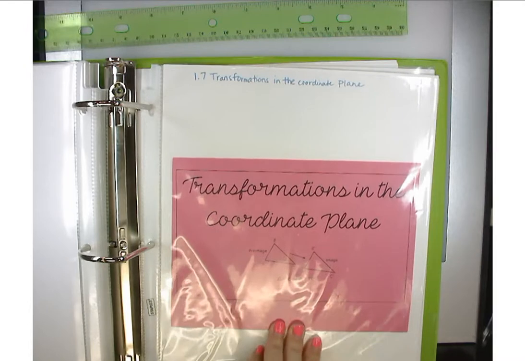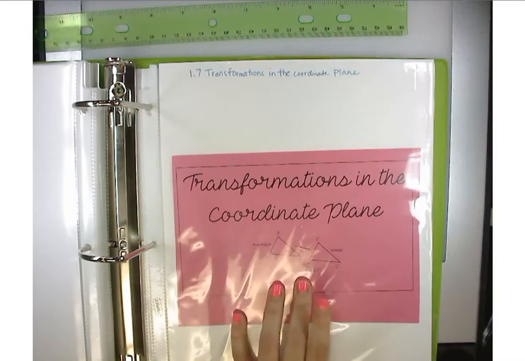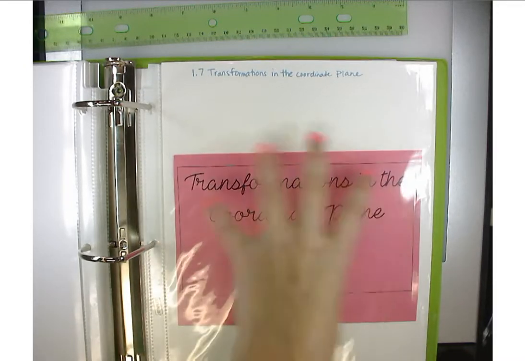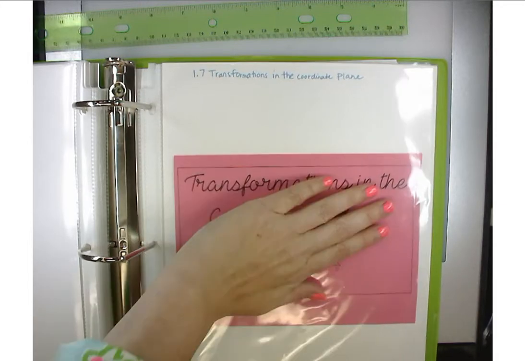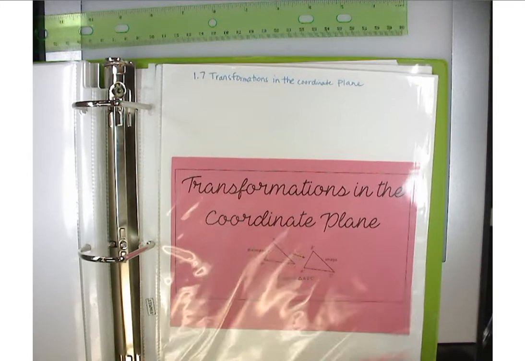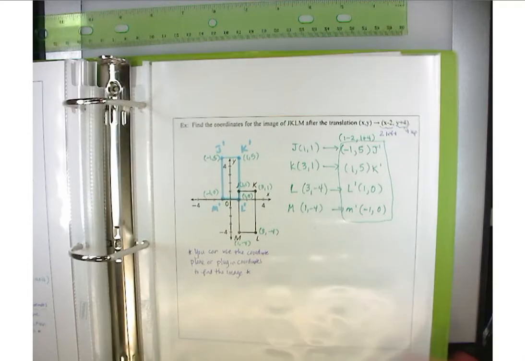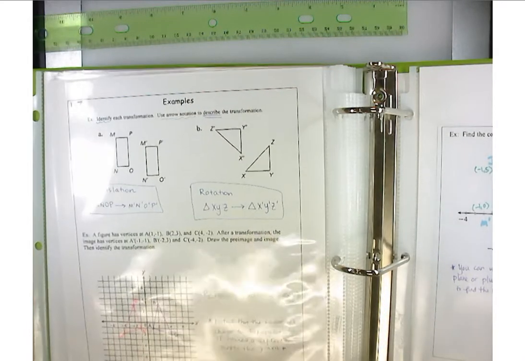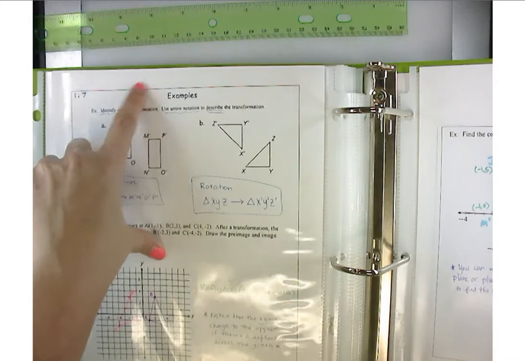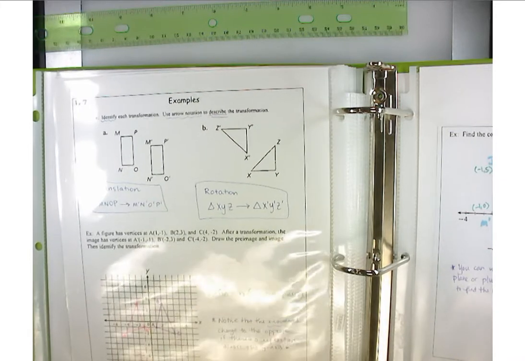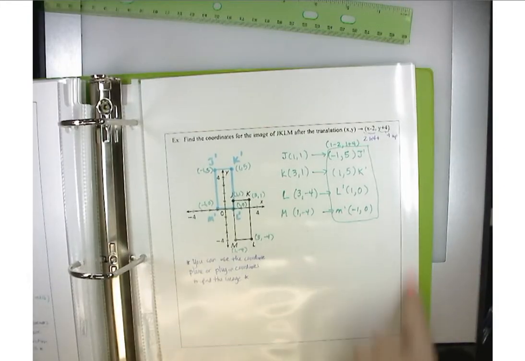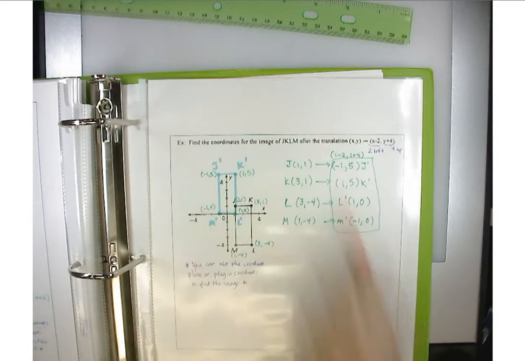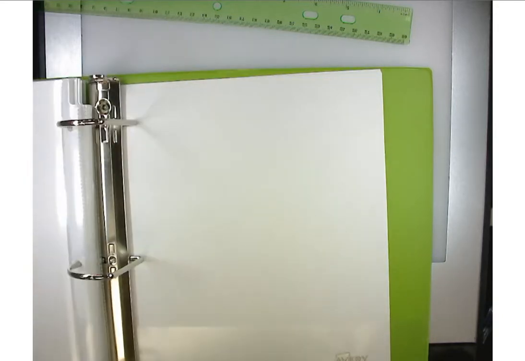1.7 is transformations in the coordinate plane. Your first page is this foldable. You could either trim it to glue it in horizontally, or if you needed to flip it vertically, you could do that. And then on the back of that page are our examples. So we trim that along the edge here, and we glued it to our page. Same thing with this. We trim this here, and then we glued it to our page. All right, and that is it for Chapter 1.